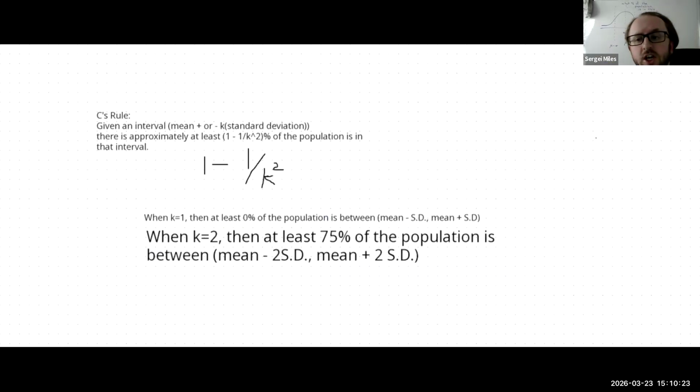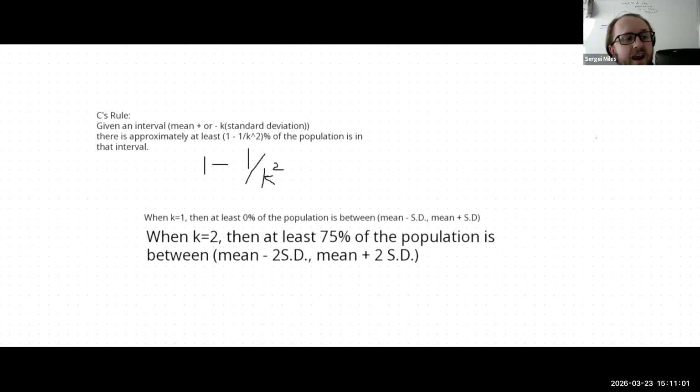But when k is 2, Chebyshev did prove that, well, in this case, plus or minus 2 standard deviations, that is at least 75% of the population. Now, because of the word at least, it could be a percentage greater, it could be a percentage higher, but it can't be a percentage lower than 75% if we're talking about the normal distribution. Okay, so that was what Chebyshev proved. He's trying to figure out what percentage is in there, and he starts with this lower bound. It's got to be at least 75% for plus or minus 2 standard deviations.